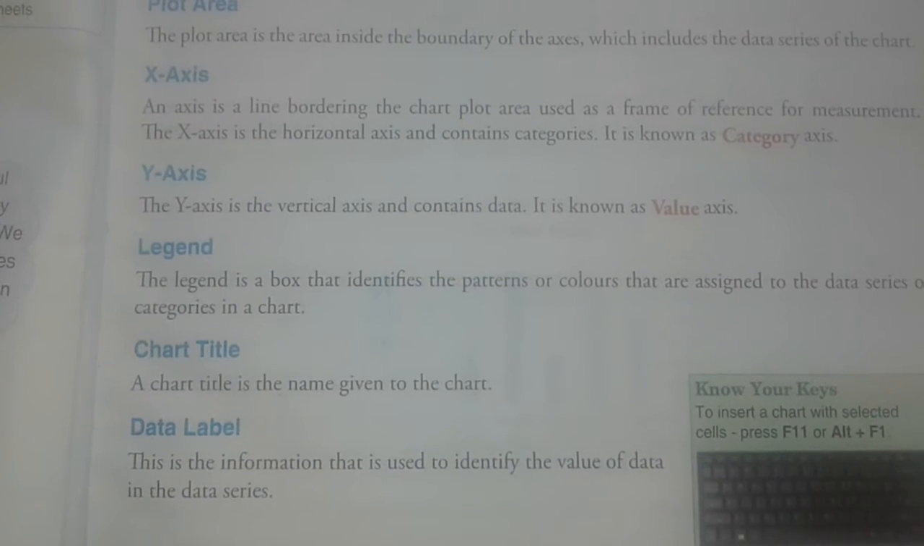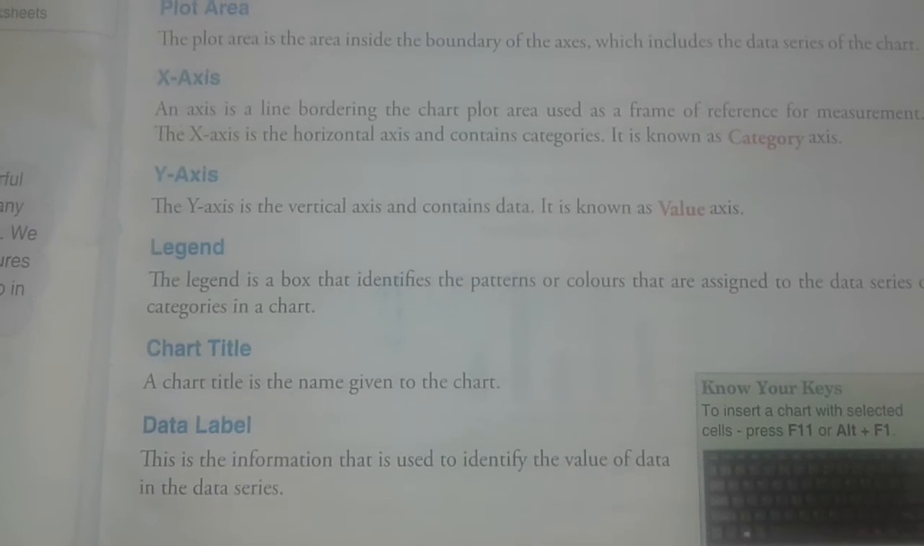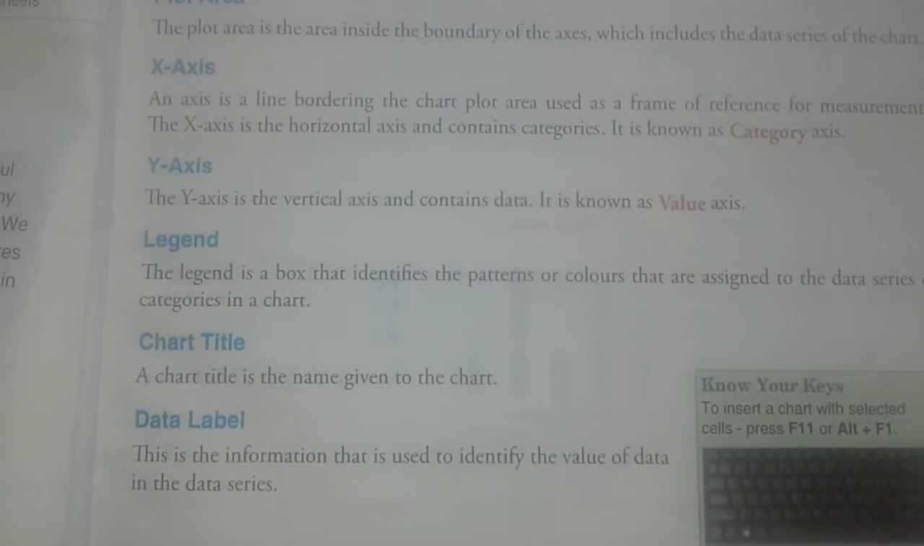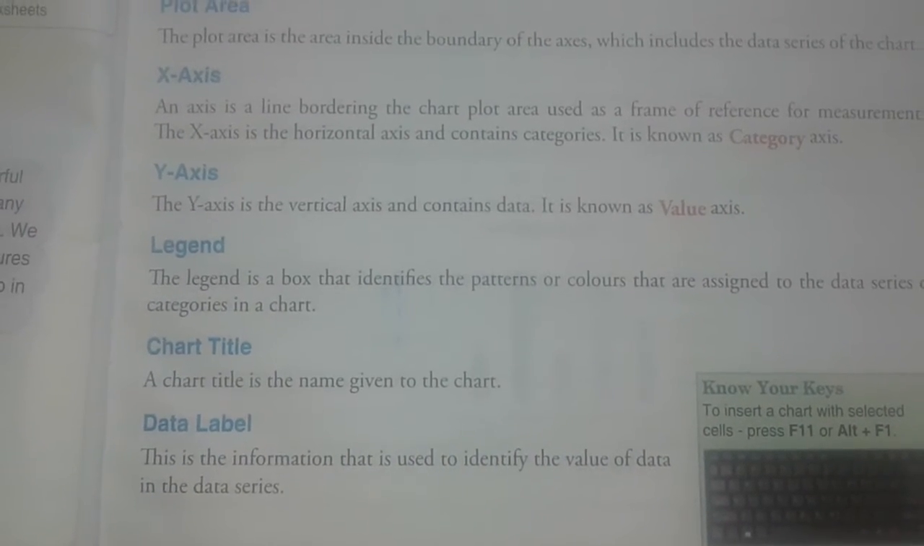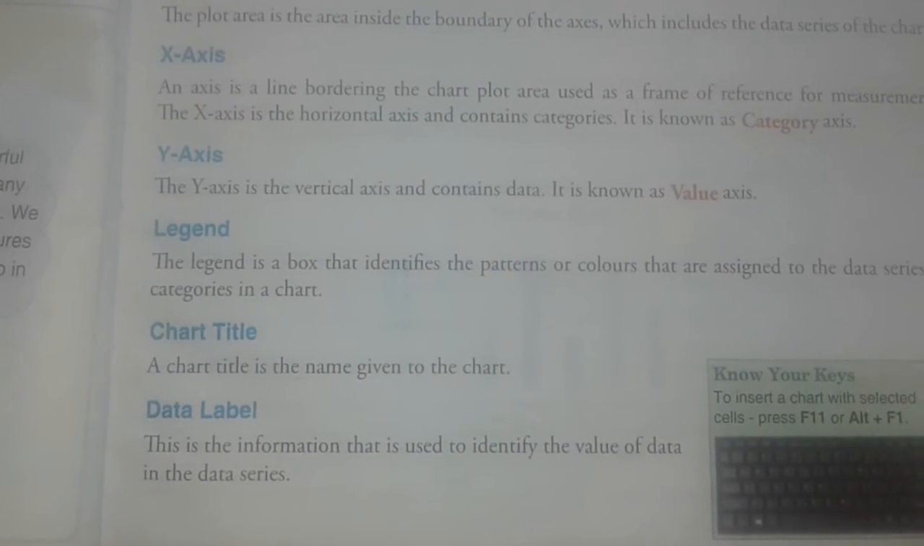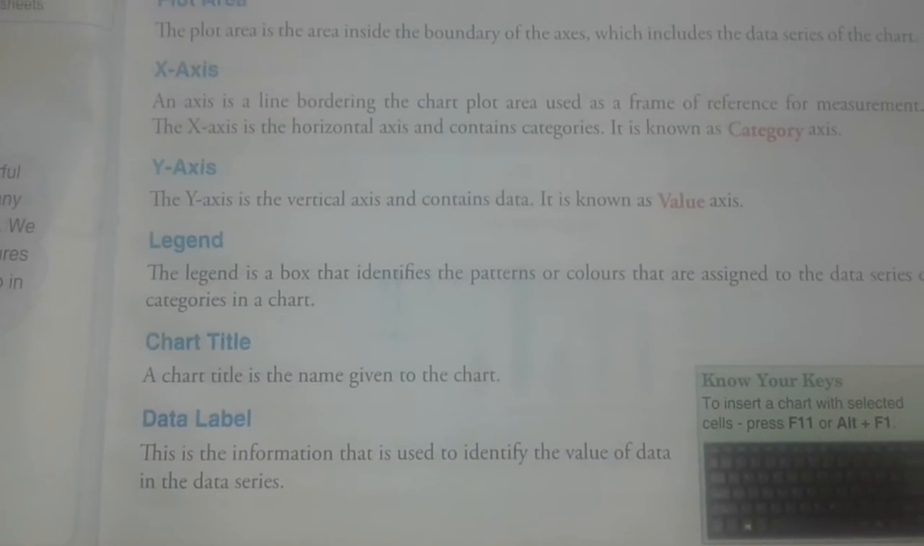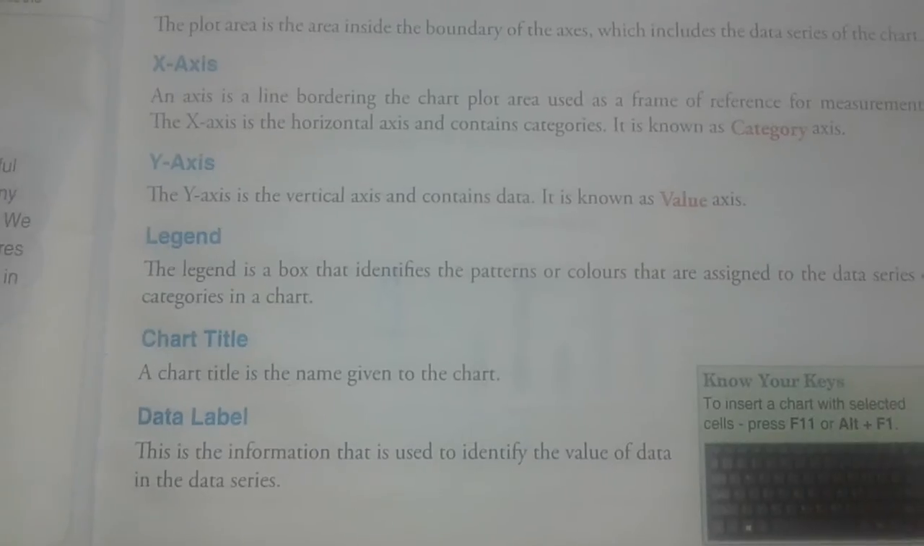To insert a chart with a selected cell, what do we have to do? We have to press F11 to insert a chart. Otherwise, you have to press Alt plus F1. Two shortcut keys are there. Either you press F11, or you press Alt plus F1.